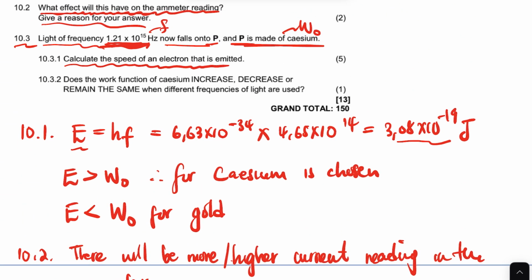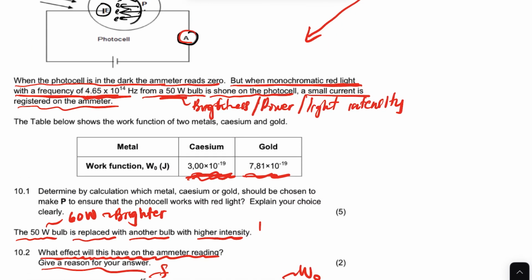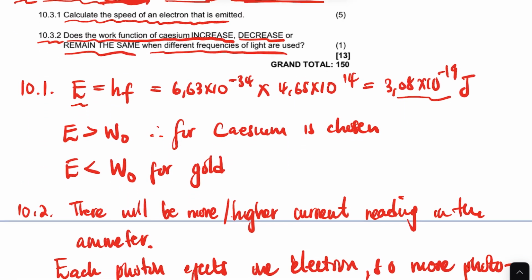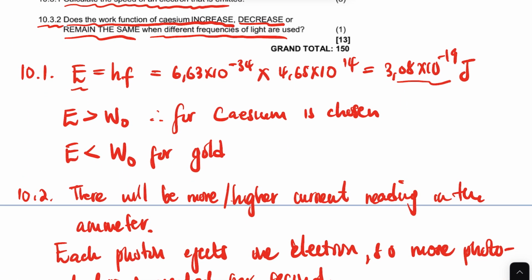That's 10.3.1. Now 10.3.2 says, does the work function of cesium increase, decrease or remain the same with a different frequency of light? Guys, whatever you change in the light, whether you increase the brightness, change the frequency, the energy or the wavelength, it won't affect the work function. The work function does not change. So the answer here is: it remains the same.